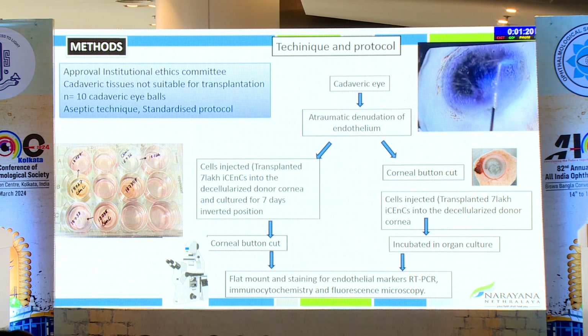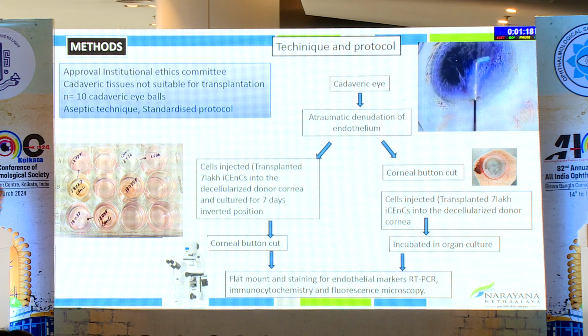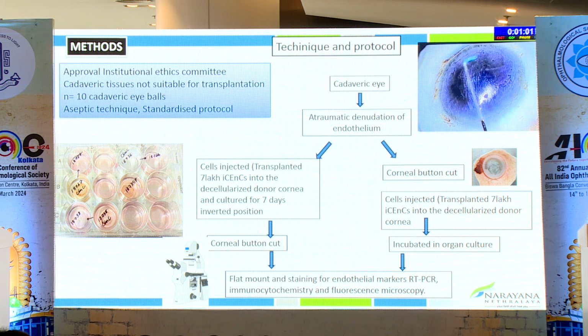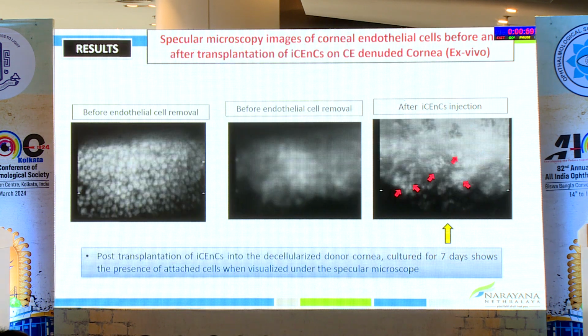You have to make sure, because we need the DM to remain there as a substrate for the cells to grow on, it has to be atraumatic, and we cannot strip off the DM how we do for a normal endothelial keratoplasty. The cells were injected in two ways. One was into an intact eyeball, and the other was placed onto the corneal button to see which would adhere better. And then after a period of time, we looked at the marking onto the cells.